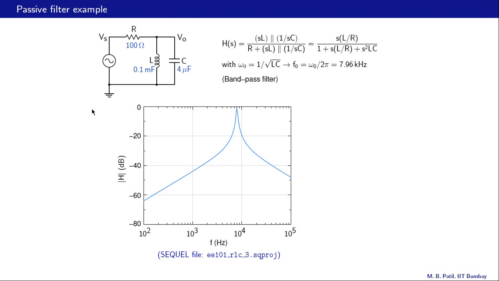Here is another passive filter example, and it uses an inductor now. The transfer function is derived here. Essentially VO is obtained by voltage division. These two are in parallel. So SL is the impedance of the inductor, 1 over SC is the impedance of the capacitor, those two in parallel, divided by R plus that parallel combination. And when we simplify things, we get this expression here.